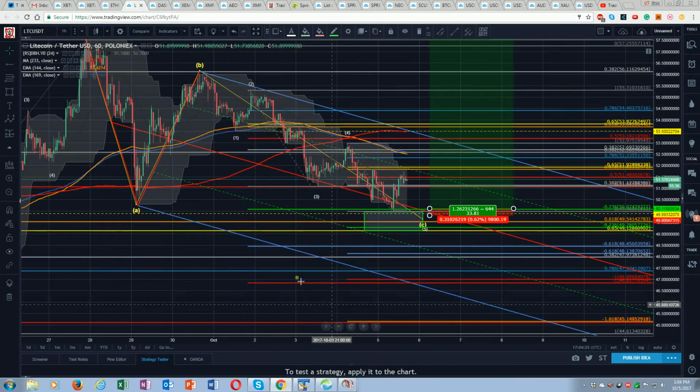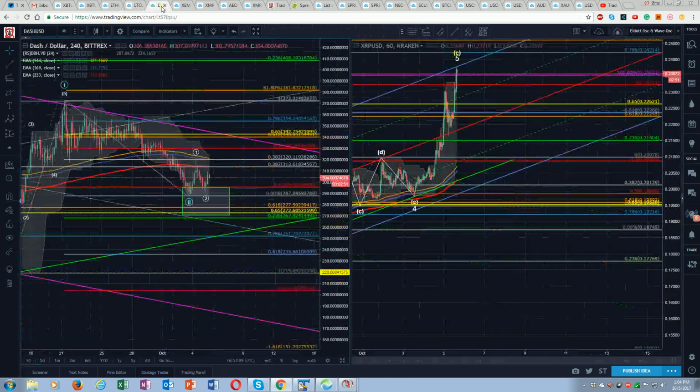So one to watch. I'd love to see this take off, but first thing we've got to do is get through the 6.5 on this side. Right? We haven't done that yet. So one to watch, but I just thought I'd revisit that because the entry was so absolutely perfect. Let's buzz over to Dash.